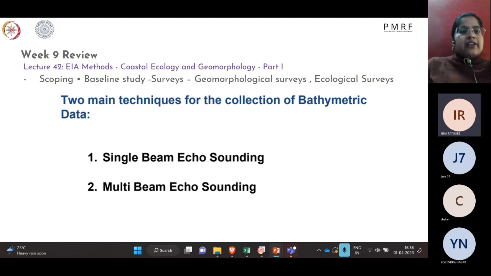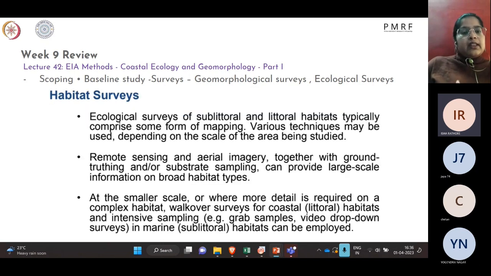Of course, you can't keep diving in and gathering all of this data. So you use beam echo to get the understanding of the sort of landform which is underwater. So you can do a single beam where one beam is sent, or you can do multi-beam where multiple beams are sent to improve the accuracy and efficiency of the data which you gather. So you have two types of techniques for bathymetric data collection.